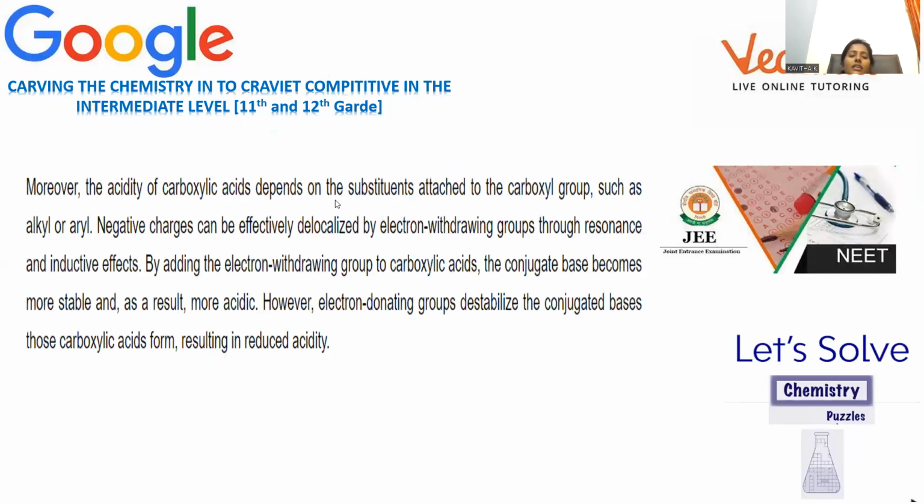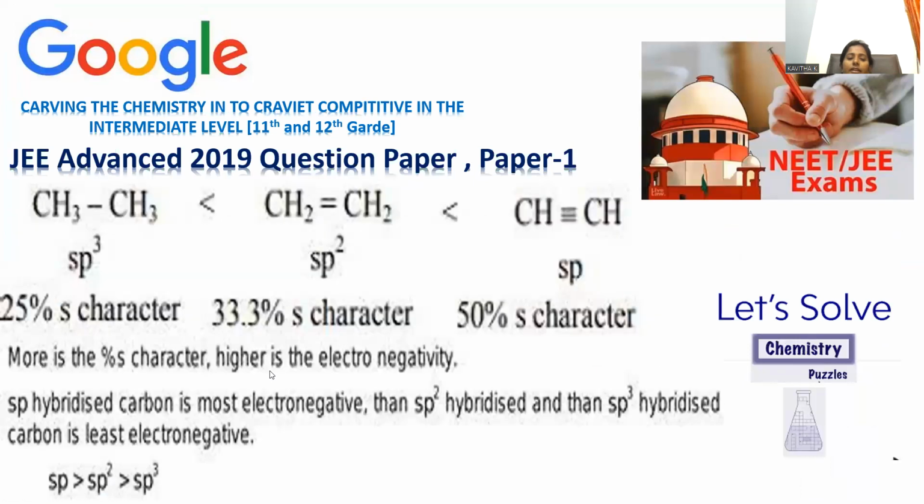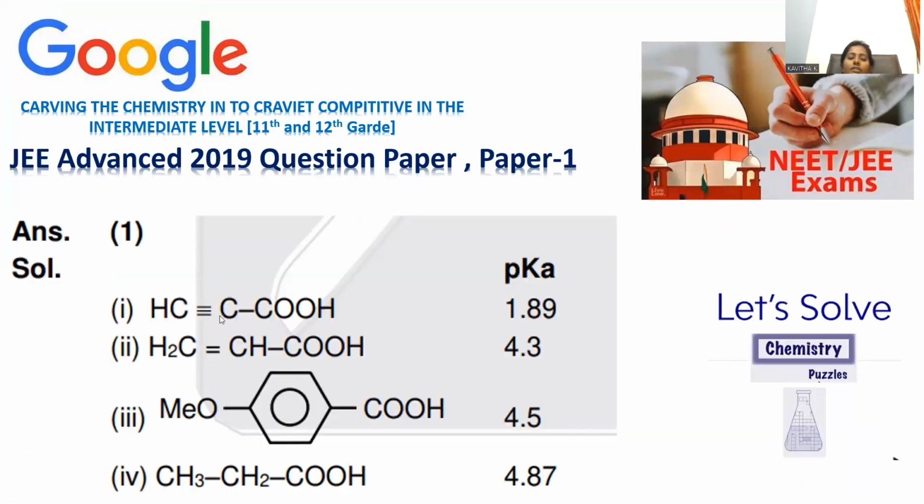Moreover, the acidity of a carboxylic acid depends upon the substituent attached to the carboxyl group. The negative charge can be effectively delocalized when an electron withdrawing group is present. Resonance and inductive effects will operate, so the conjugate base of the carboxylic acid with an electron withdrawing group will be highly stabilized. As a result, more acidic strength will be imparted. Electron withdrawing groups are favorable for more acidic nature. However, electron donating groups destabilize the conjugate bases, so they will reduce the acidic strength. It's a clear indication: the more electronegative this carbon atom is, the higher the strength of the carboxylic acid, which is given by the 1.89 pKa value.